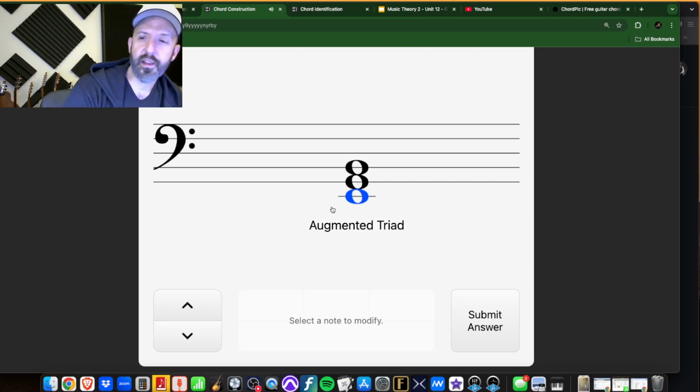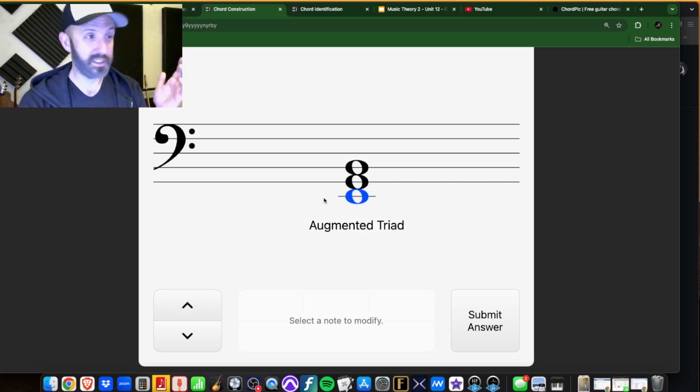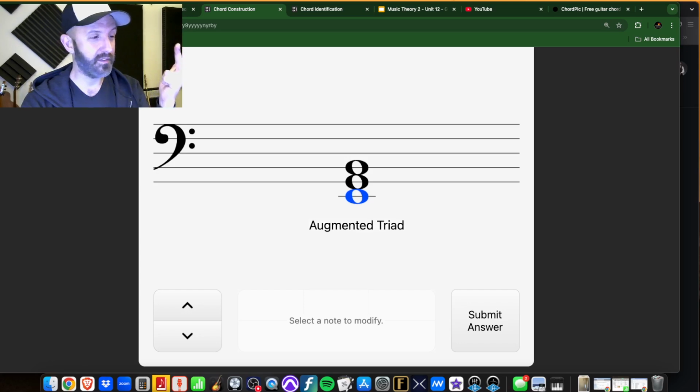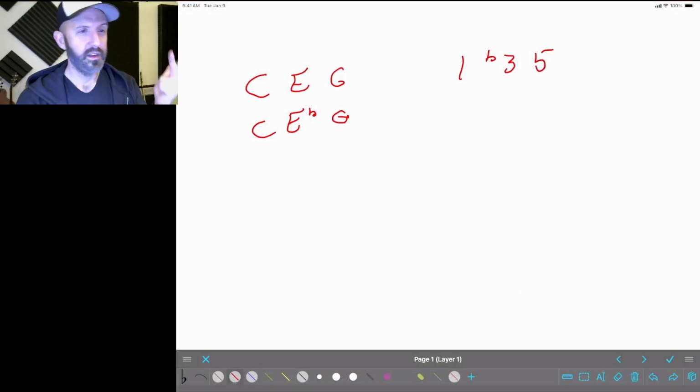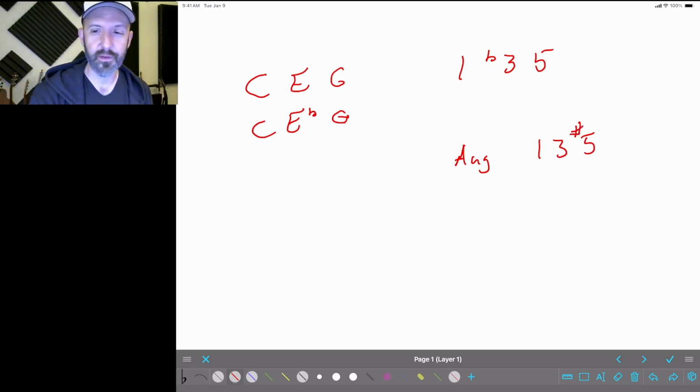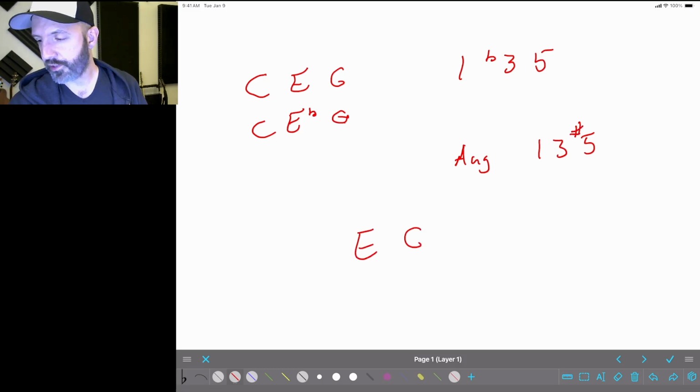Augmented triad. All right, this is an E because we are in bass clef. So we just did an E major triad, E, G sharp, and B. But an augmented triad, if you remember, you sharp the fifth. You take a major triad and you sharp the fifth. So our major triad was E, G sharp, B. To turn it into an augmented, we're going to turn that into a B sharp.